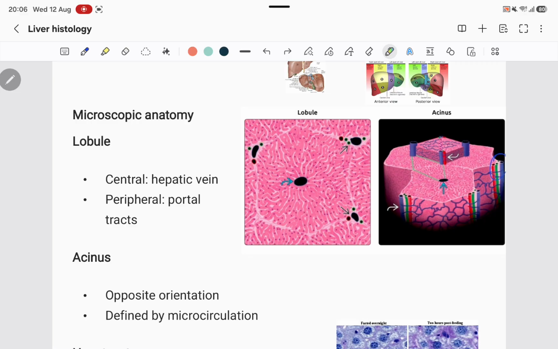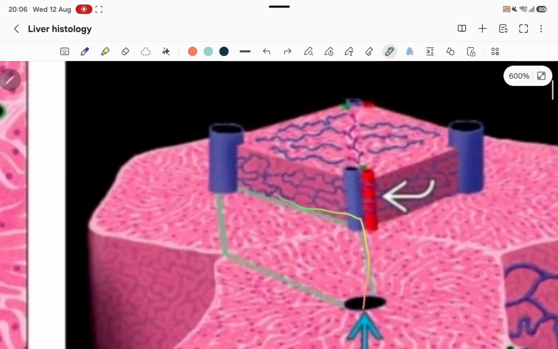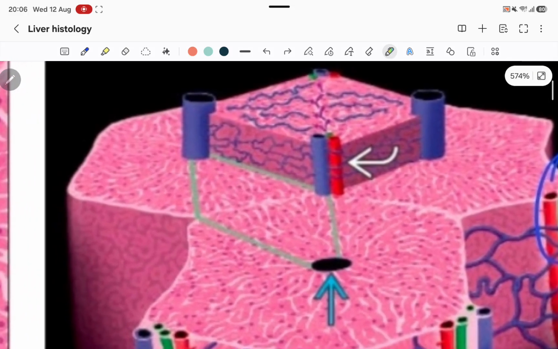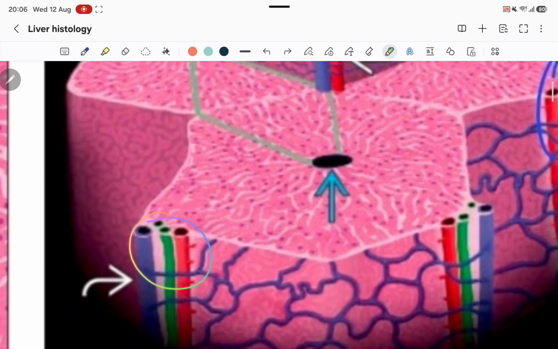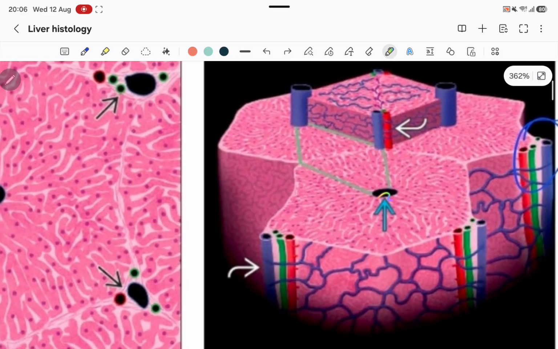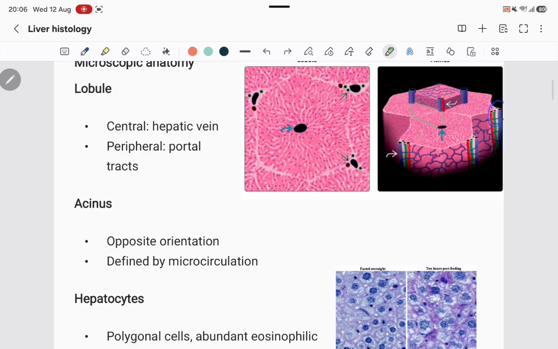Maybe I'm immature with the histology, but that's basically what I can say. And then the opposite is the acini. So the acini is going to have this as its center, as you can see in here. You see this small, almost square, diamond shape. In the middle of it, we've got the portal tract, and on its ends it's got the central hepatic veins. So they are opposites, lobule, acinus.